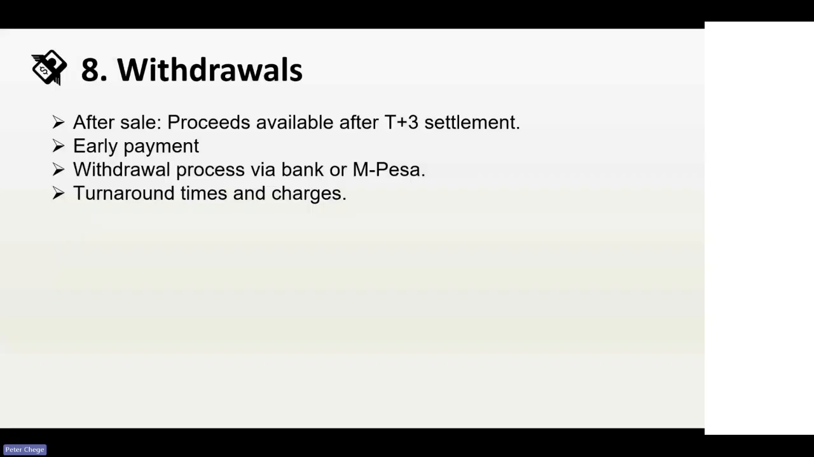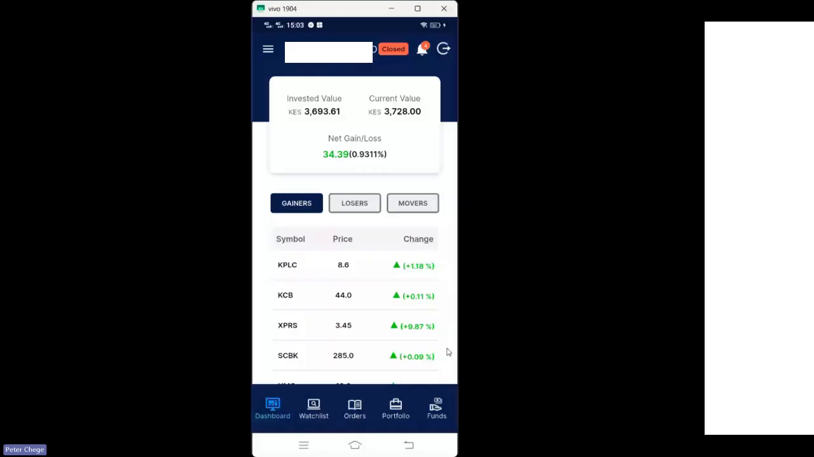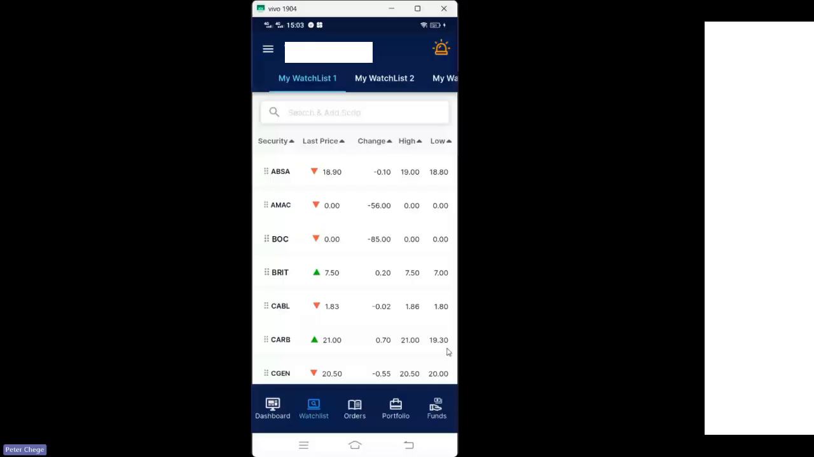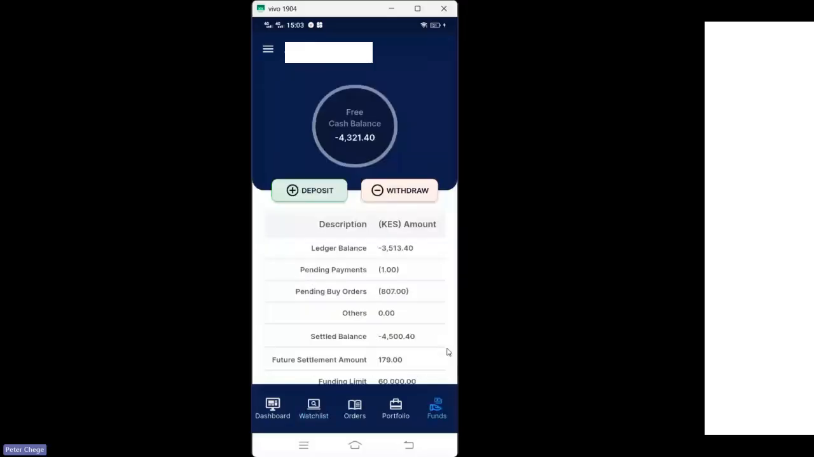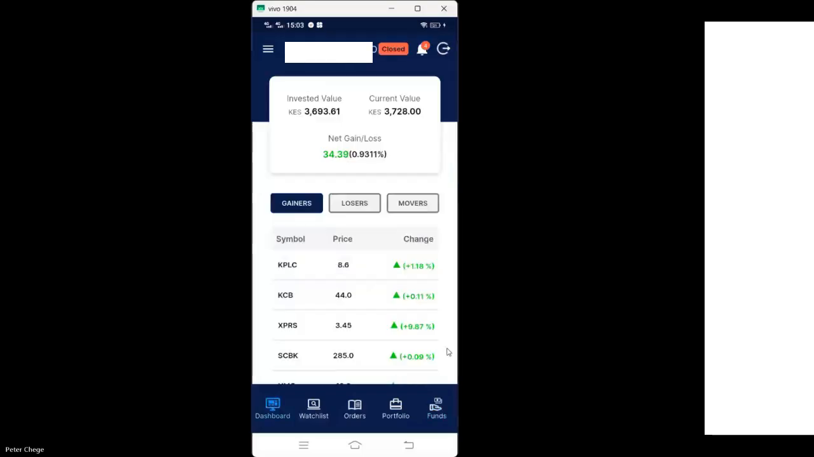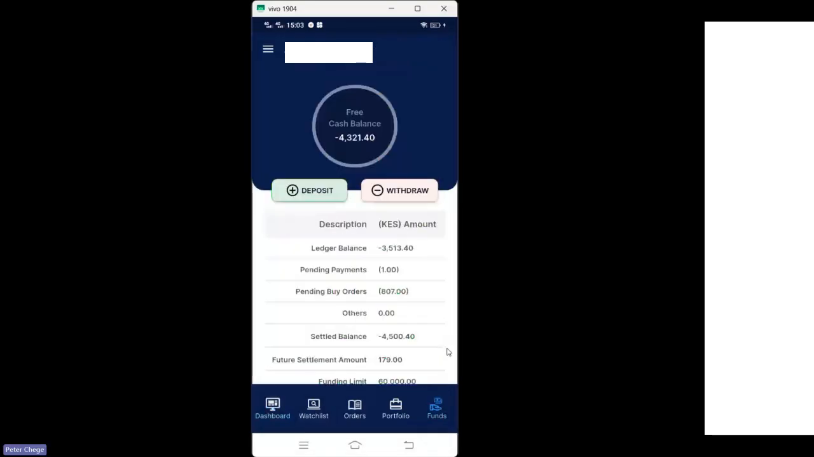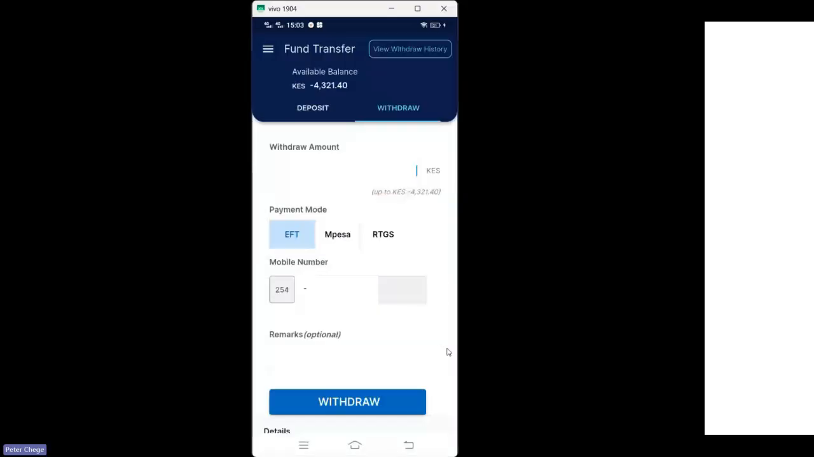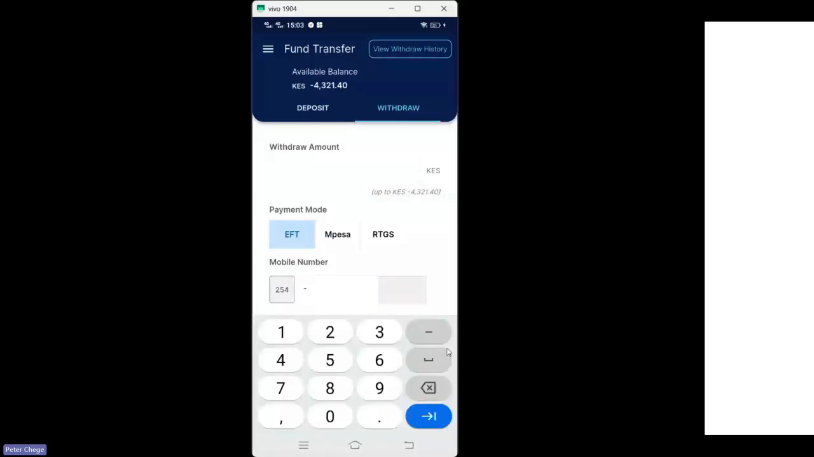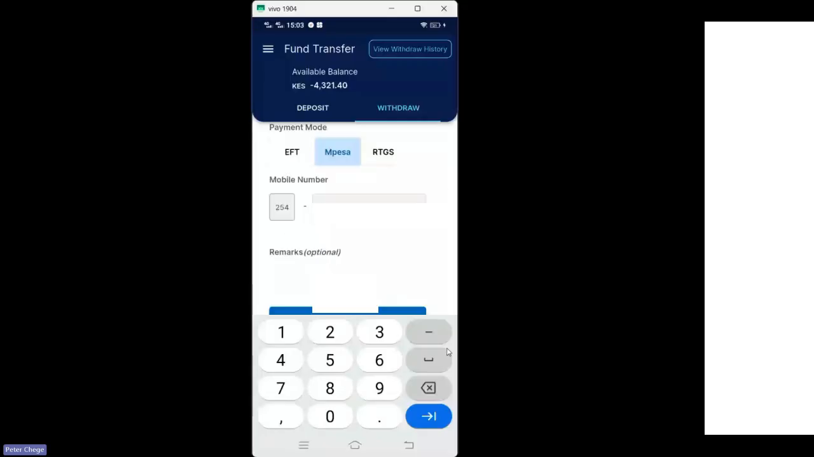So we go back to the app, I show you how you request to be paid. So if you want to be paid, let me refresh. You go to funds, market is closed. So for those who are asking why it shows closed, it's 3 p.m. That's why it is closed. So you go to withdraw, then you put the amount you want to be paid, EFT, RTGS, or M-Pesa. There is also option for cheque, but we highly discourage that. M-Pesa is paid to your number, it's not like deposit. It's the only number we have on our side that we pay to. Then you just click withdraw.